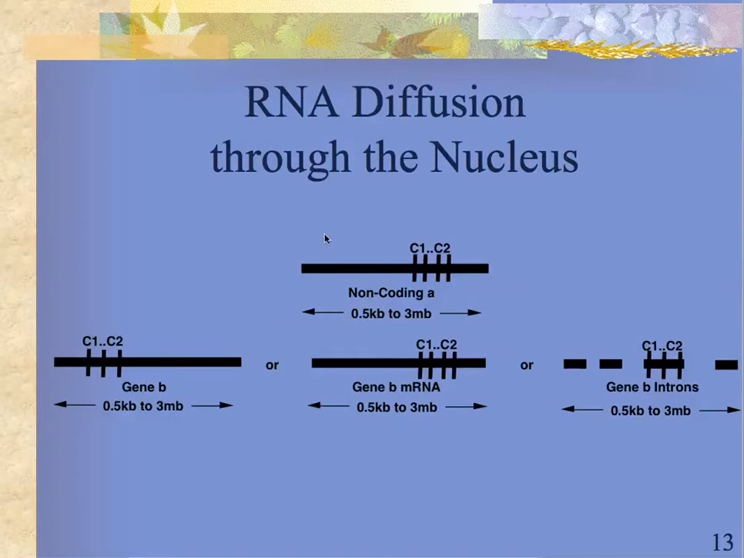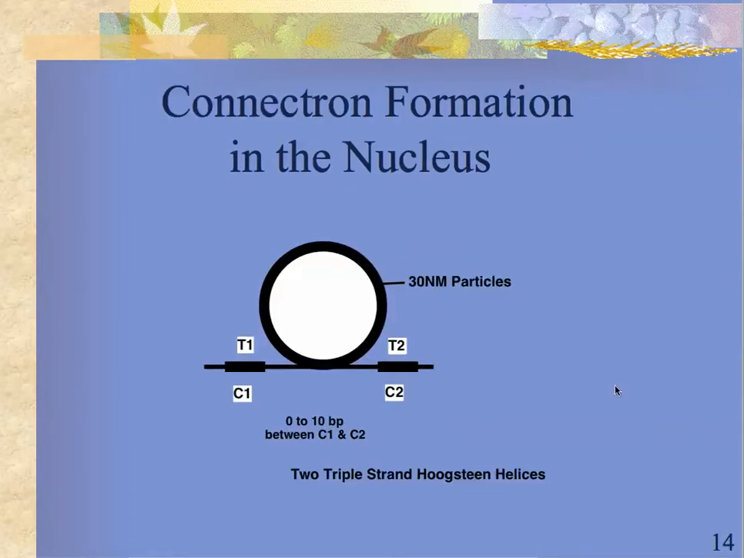So the DNA gets transcribed into RNA. It can be from a non-coding source, or could be the gene itself, or an mRNA, or an intron. And it turns out normally the introns are the sources of the connectrons in the higher eukaryotes. And so what happens then is that the RNA, 2 signals, C1 and C2, move around in the nucleus, close perhaps to where they were generated, and find a cognate DNA double-strand sequence.